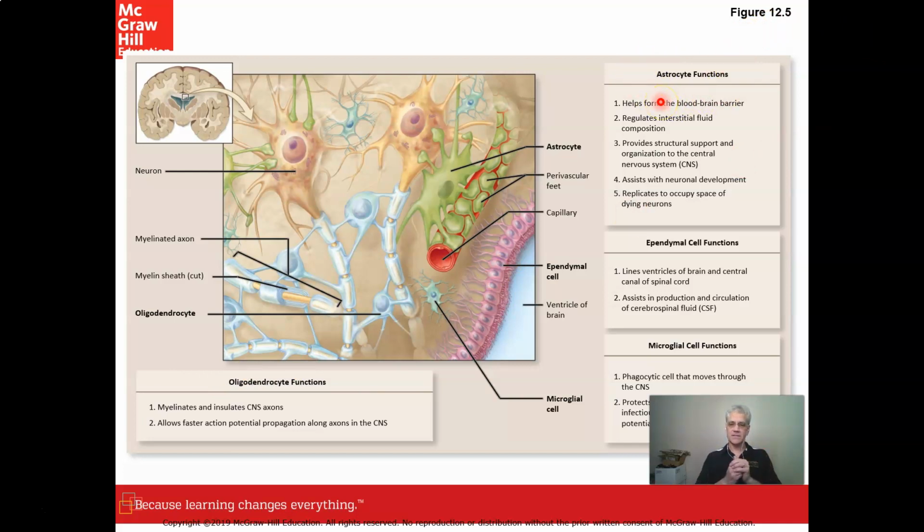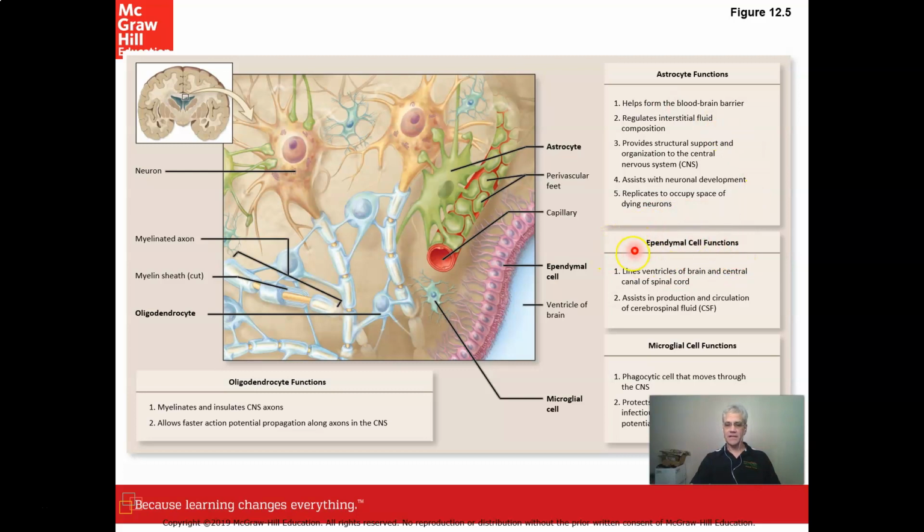Astrocytes, another cell type, form the blood-brain barrier. They have what are referred to as pseudopods that wrap around capillaries that provide blood flow to the central nervous system. And they form this thing called the blood-brain barrier, which is very selective about what will get into the brain, or the neurons of the central nervous system, and what will not be allowed.